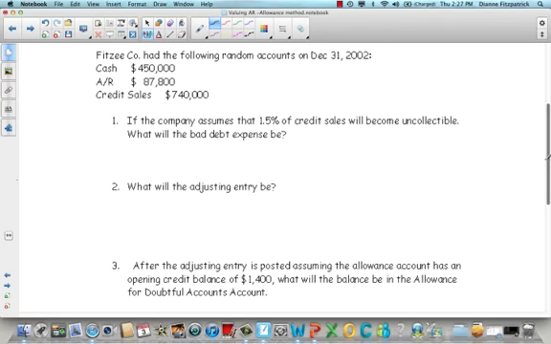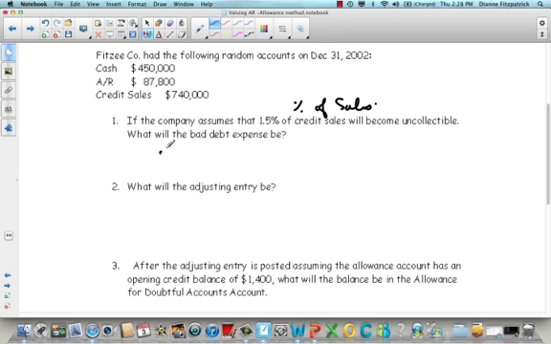Very simple. Fitzy Company had the following random accounts. Cash, $450,000, accounts receivable, $87,800, and credit sales of $740,000. If the company assumes that 1.5% of credit sales will become uncollectible, what will the bad debt expense be? So this is, remember, the percentage of sales method. So what are we going to do? We're going to calculate that.